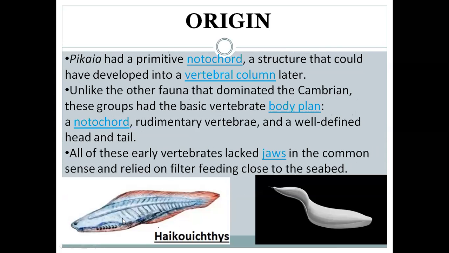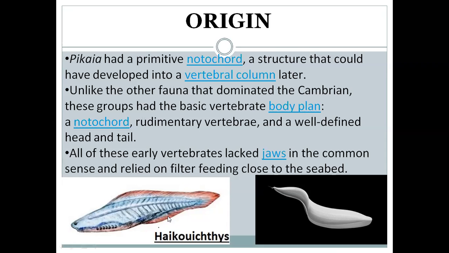Here in this slide, you can see the diagrams of Haikouichthys. This is Haikouichthys, and this is Pikaia. These are similar to the cephalochordates. Cephalochordates are also called model chordates, because they possess all the essential features of chordates in them.